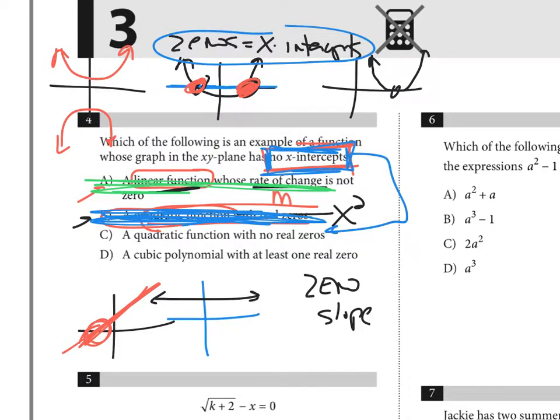Well, if you just know that an x-intercept is a zero, your answer has to be letter C, a quadratic equation with no real zeros, because the zeros are the x-intercepts.